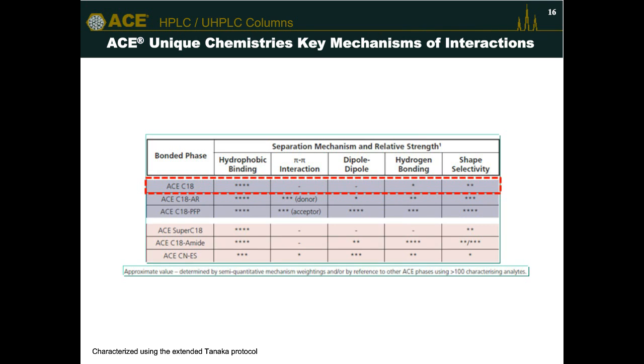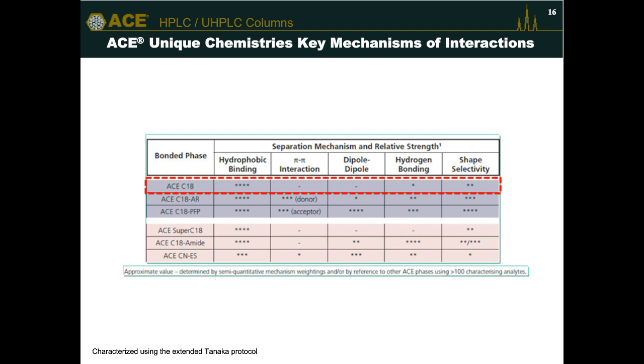Well, what we've done with the different chemistries that we've developed is design chemistries that have different mechanisms of interaction. So we've used what's called the Tanaka protocol, and at the bottom I've written there, the extended Tanaka protocol, to characterize the 6 different columns on your screen. We can understand using the Tanaka protocol, which was published back in the 1980s or 90s, using a series of different tests. You run these down your column, and then you take ratios of different analytes, and it helps you understand the weighting of different mechanisms present on that column.